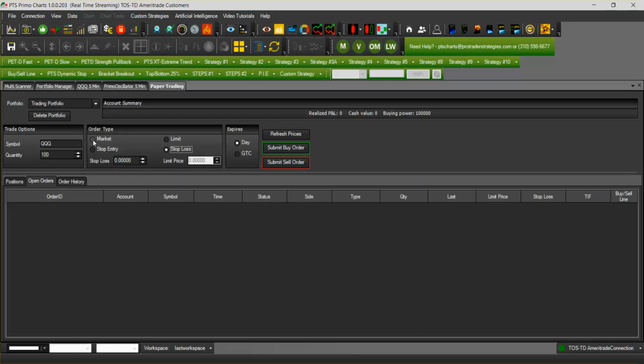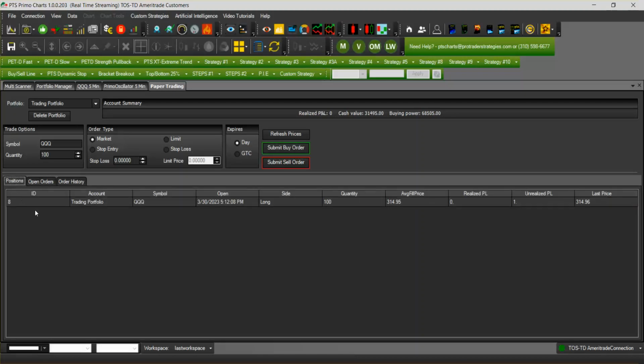So we're going to start with the market order. So we have QQQ, 100 shares. And what we're going to do is submit a buy order for that one. And as you can see, it's executed immediately. As soon as it's executed, you have the positions window at the bottom, which has the information of what just happened. So you enter a trade for QQQ 100 shares on the long side at 314.95, okay? And then it's giving you the last price and the profit or loss that you're making and realize, okay?